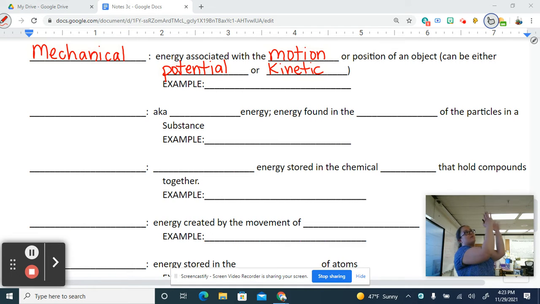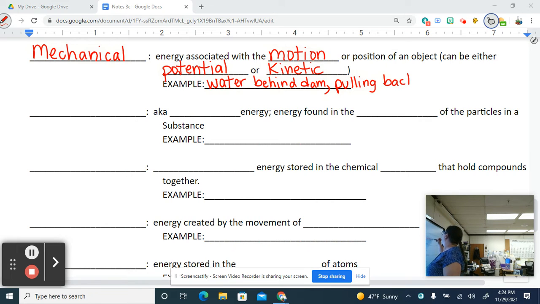When the water is stored behind the dam, it's potential. When they open the sluice gate and let the water flow through, that potential energy gets converted into kinetic energy. But they're both mechanical. So mechanical energy can be stored energy or it can be moving energy. So water behind a dam, pulling back a bow, releasing an arrow. All of those are mechanical energy.